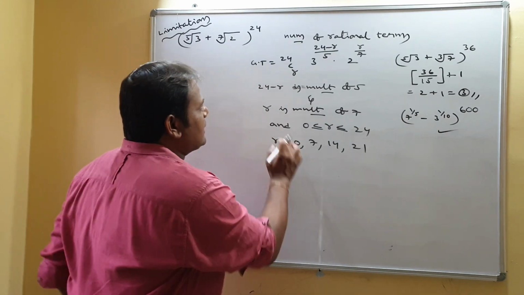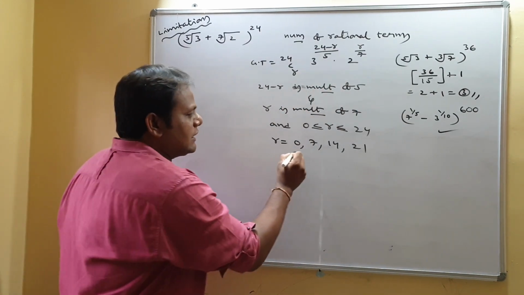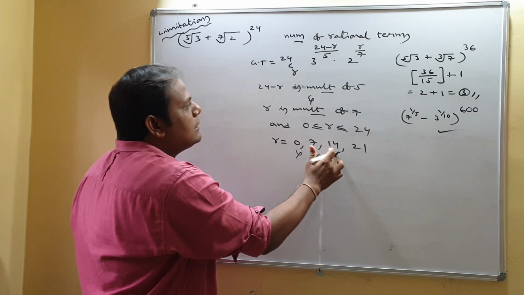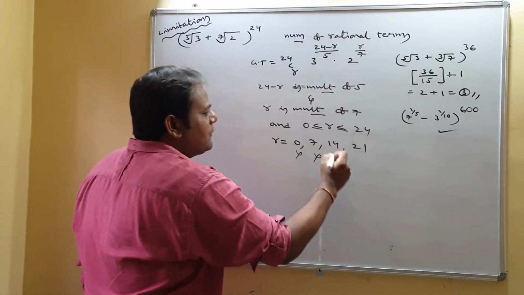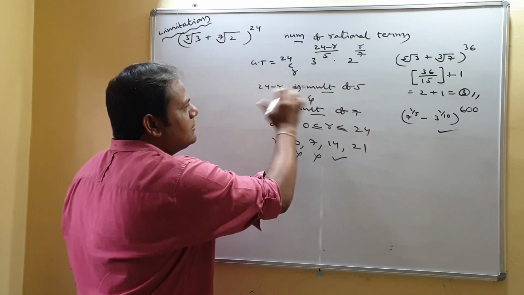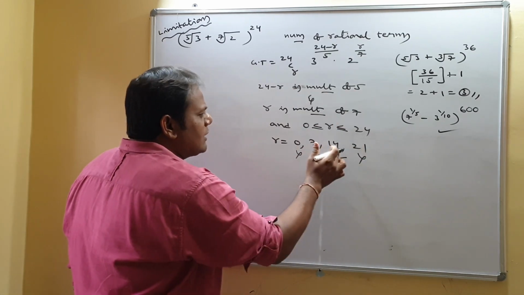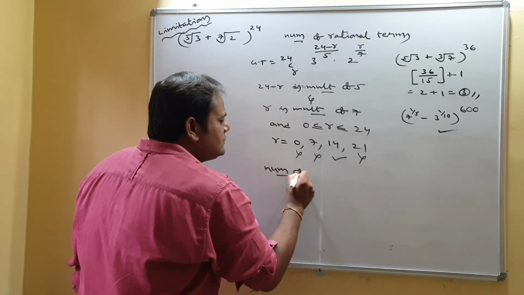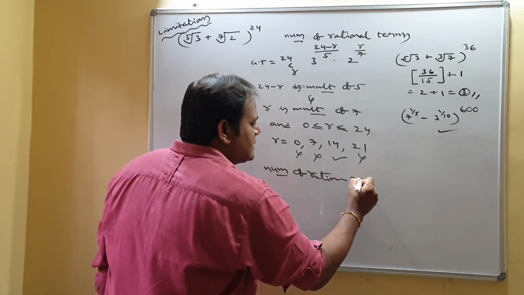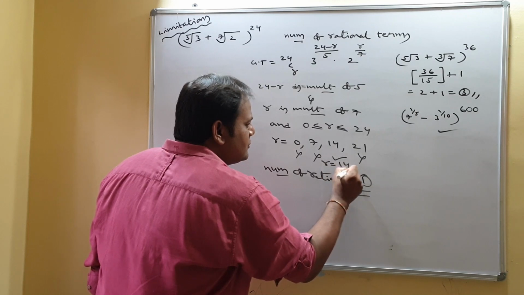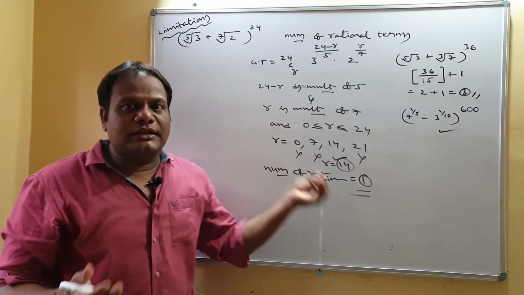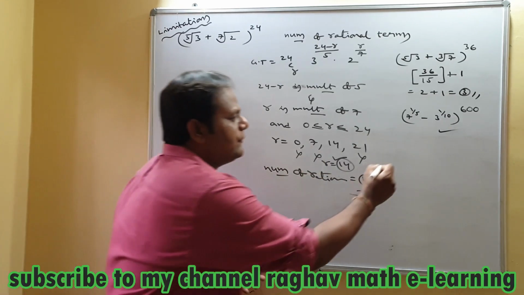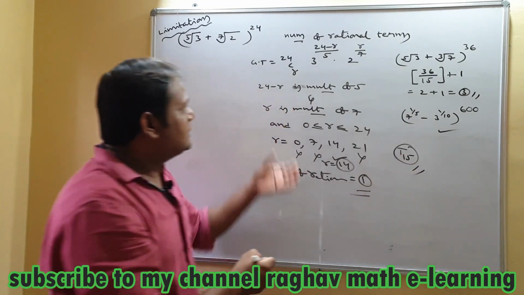Suppose R is 0, 24 is a multiple of 5? That is wrong. R is 7, 24 minus 7, that is 17, is a multiple of 5? Wrong. R is 14, it is 10, a multiple of 5. Correct. R is 21, then it is wrong. So for what R value can we get a rational term? 14. So the number of rational terms is only 1, for R value 14. Sometimes they can ask which term is the rational term. R is 14, so the 15th term is the rational term in this expansion.